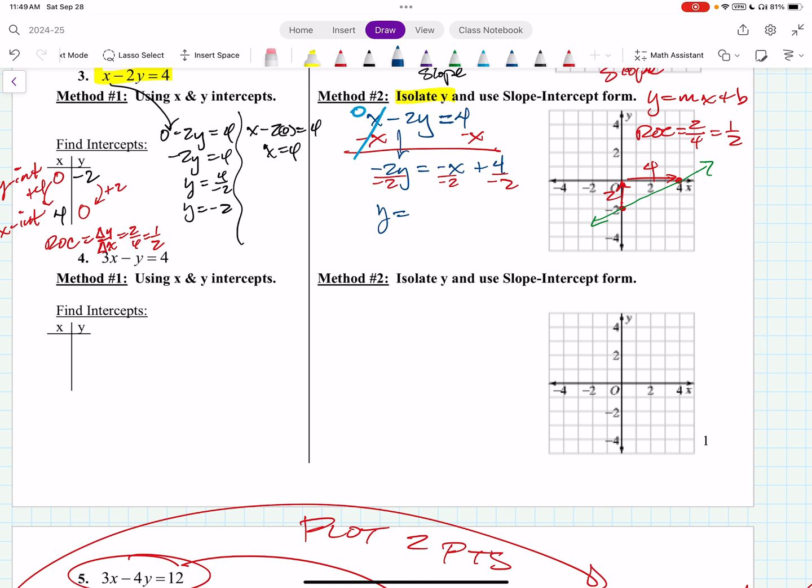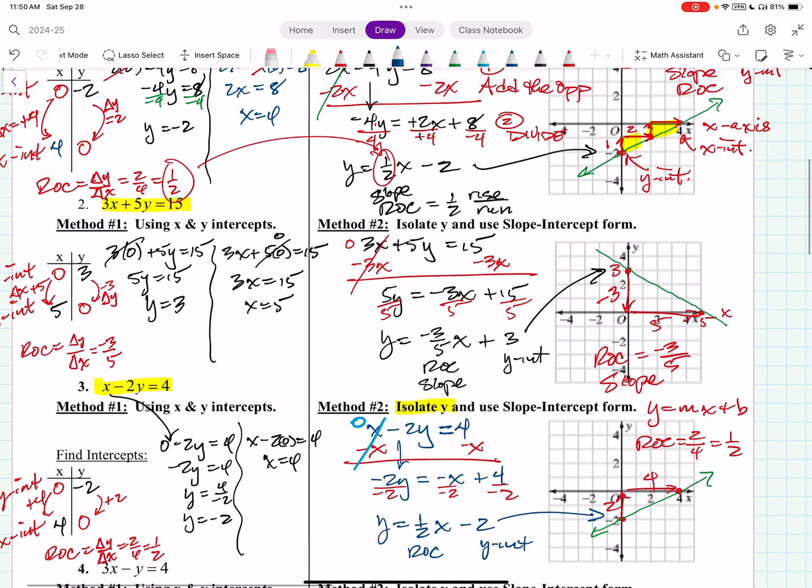A negative divided by a negative is a positive. And so I get negative x divided by negative 2 gives you 1/2 x. Right? 4 divided by negative 2 is negative 2. And there we go. Rate of change is 1/2. Your y-intercept is negative 2, which is seen on the graph. Okay, all right. And so everything matches here, and you are set.